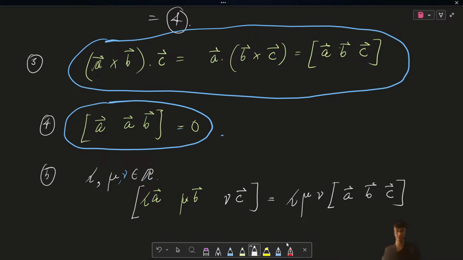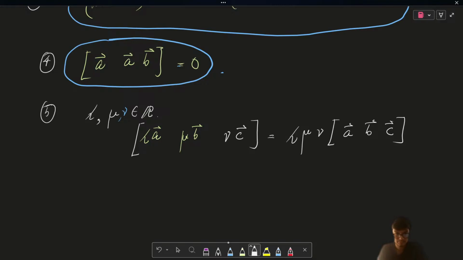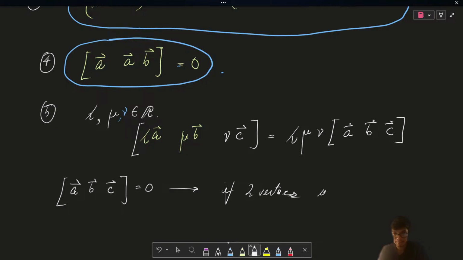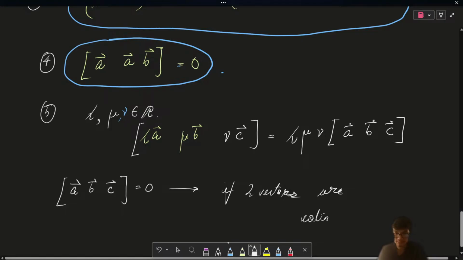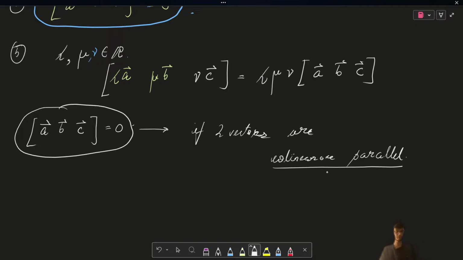Also, the scalar product of three vectors is 0 whenever two of the vectors are collinear or parallel. If any two of the vectors are collinear or parallel, then the result is equal to 0. Alright, so we will see some questions in our upcoming lectures.